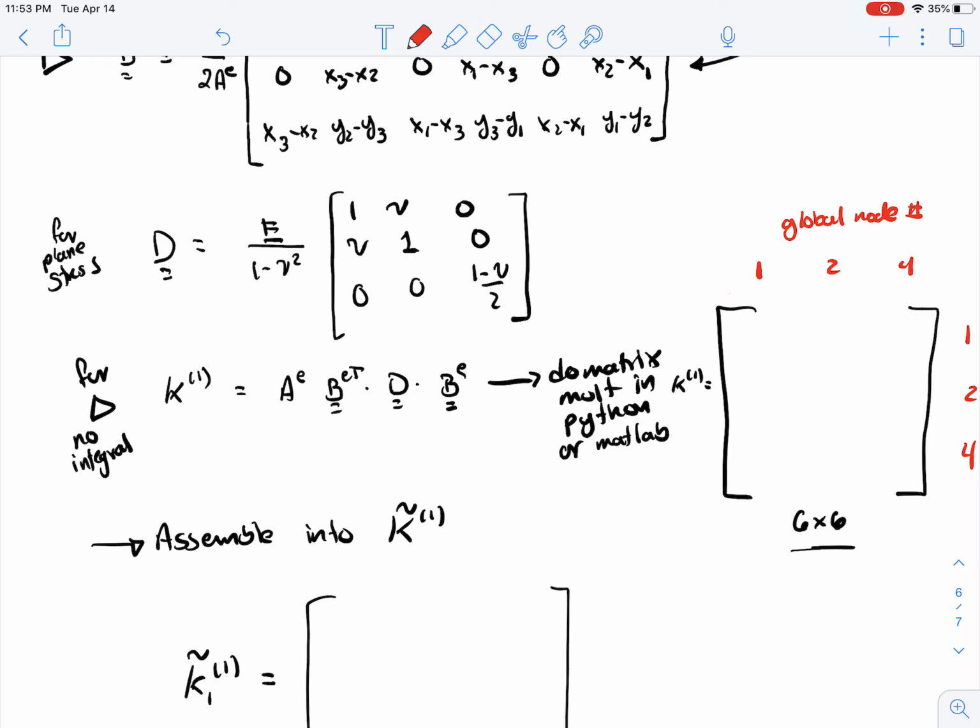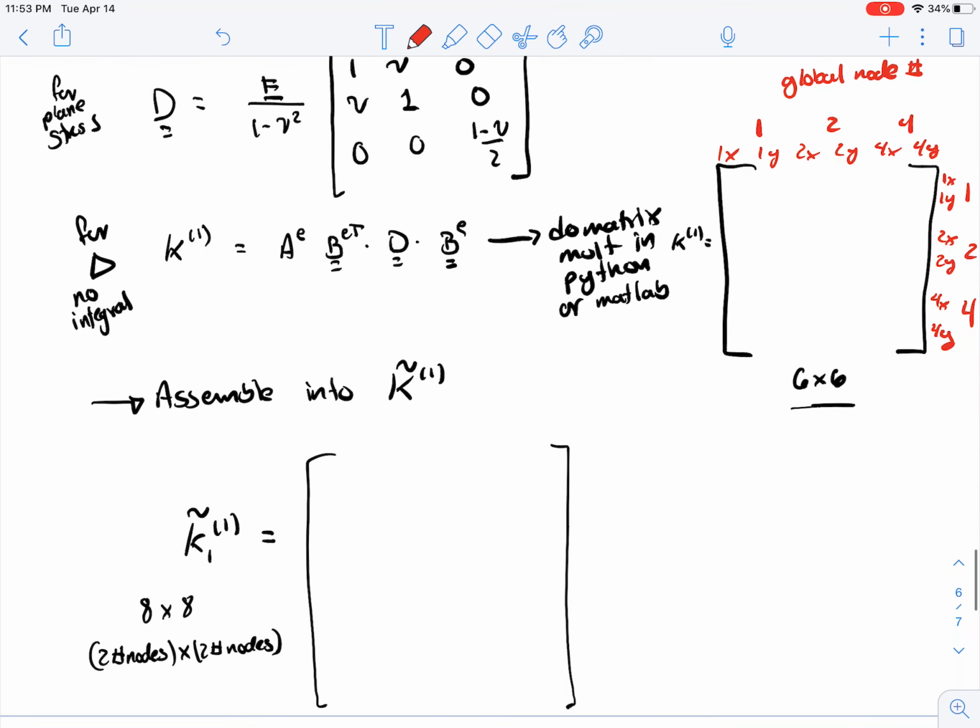Actually, this is not correct, because these are local node numbers. Actually, let me do it without. I'll introduce this a little bit later. So this is 1x, 1y, 2x, 2y, 4x, 4y. Again, let me do that right here: 1x, 1y, 2x, 2y, 4x, 4y.